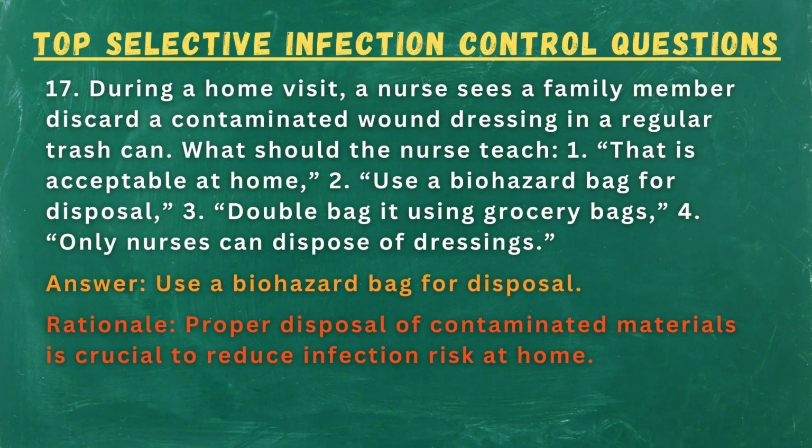17. During a home visit, a nurse sees a family member discard a contaminated wound dressing in a regular trash can. What should the nurse teach? 1. That is acceptable at home. 2. Use a biohazard bag for disposal. 3. Double bag it using grocery bags. 4. Only nurses can dispose of dressings. Answer: use a biohazard bag for disposal. Rationale: proper disposal of contaminated materials is crucial to reduce infection risk at home.